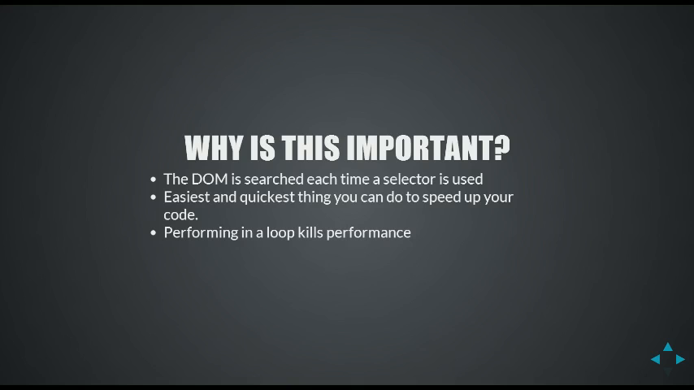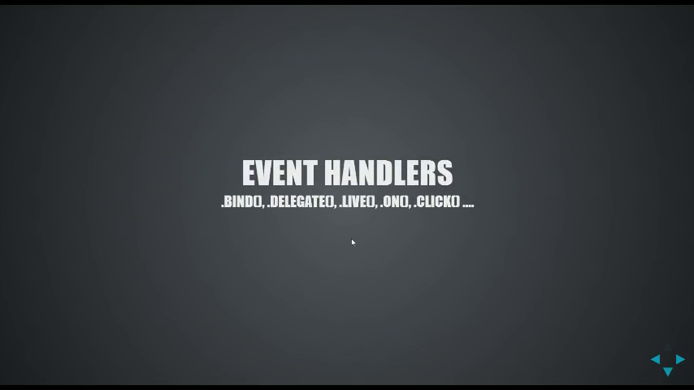If you start using attribute selectors, they're a little bit slower because there's not an easy native match for it. It's the quickest and easiest thing you can do to speed up your code. You plug it into a variable and refer to your variable later. And like I had said earlier, performing in a loop is probably the number one killer that would affect your app's performance. Alright, now event handlers.